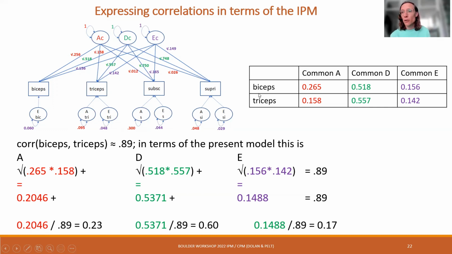So this concludes my talk on the independent pathway model. And in the final video, Connor will talk about the common pathway model, which is a psychometric application of the common factor model within the twin model. And Connor will tell you all about what this means.